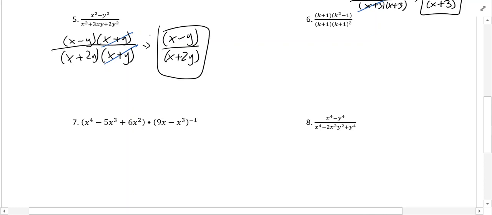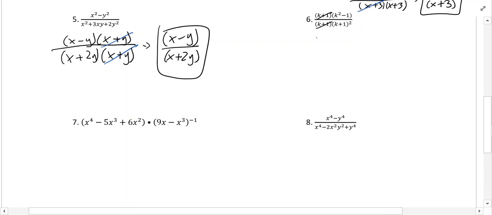All right. So right away here with number 6, I can tell that this k plus 1 and the k plus 1 on the bottom can cancel. So you can get rid of these two right away. So that leaves us with k squared minus 1 in the numerator and the quantity k plus 1 squared in the denominator. So what you want to do with number 6 is factor it.